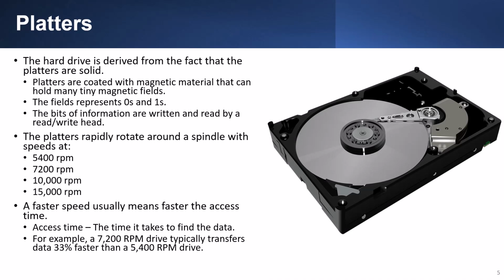The hard drive is so named because the platters are solid. Platters are coated with magnetic material that can hold many tiny magnetic fields. The fields represent zeros and ones. The bits of information are written and read by the read-write head. The platters rapidly rotate around a spindle with speeds of 5,400, 7,200, 10,000, and 15,000 rotations per minute, or RPMs. A faster speed usually means the access time, which is the time it takes to find data, is faster. For example, a 7,200 RPM drive typically transfers data 33% faster than a 5,400 RPM drive.